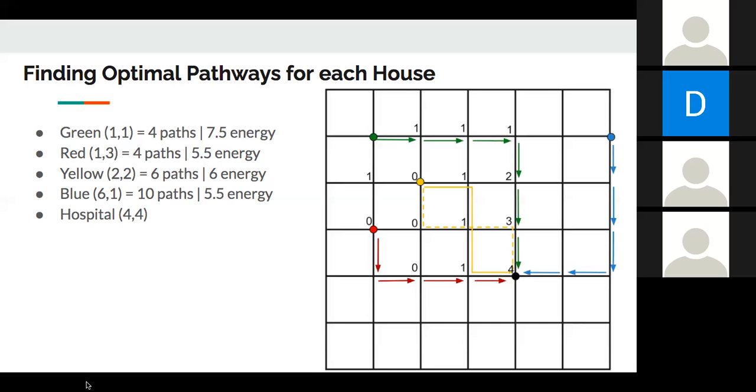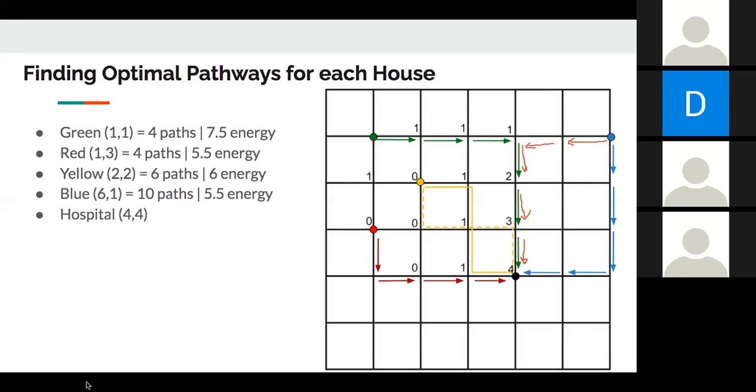Now, if we take a look at the other pathways for all the houses. So if we take a look at blue, for example, if we go down this path, we actually encounter some overlap, which isn't what we want because that would be more energy that we have to use. So in this case, we would want to try to avoid this and find a path that avoids all overlap. And in this case, we found one that avoids all of it.